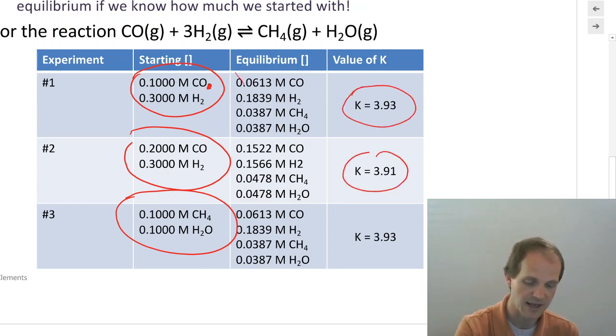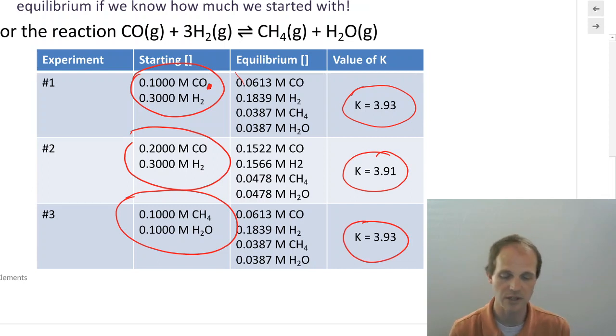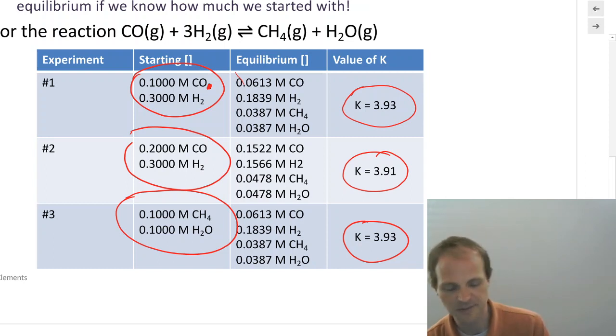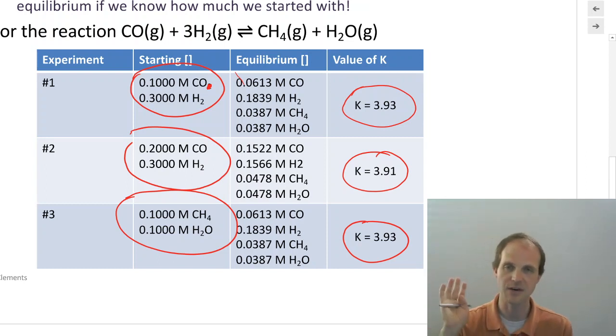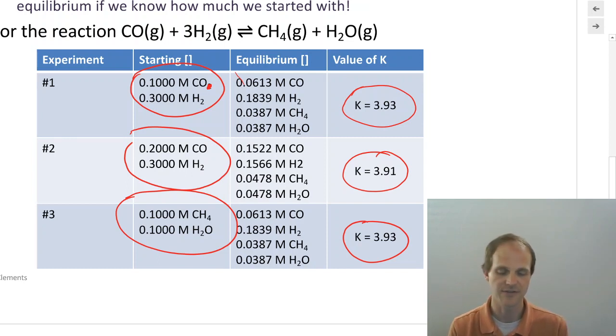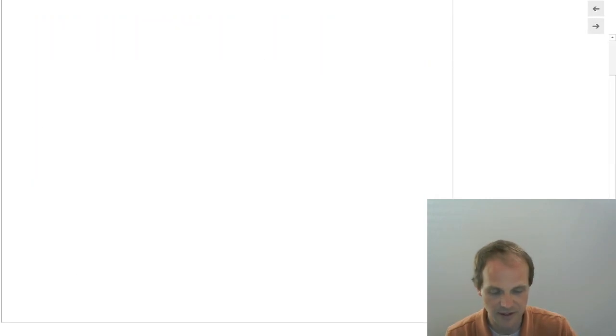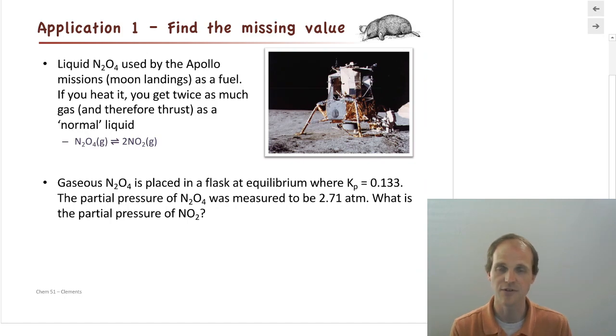I calculate K, and darn it, that thing is pretty well constant. Okay, it's got a little bit of variation in that last digit there, but that's kind of normal. We expect that from experimental variations. But it really doesn't matter. We can start with all reactants, all products, let it come to equilibrium, and it's fine. Start with reactants and products, let it come to equilibrium, and we'll always get that same K value. And that's going to be very, very useful to us. So we're going to do a few applications of this.